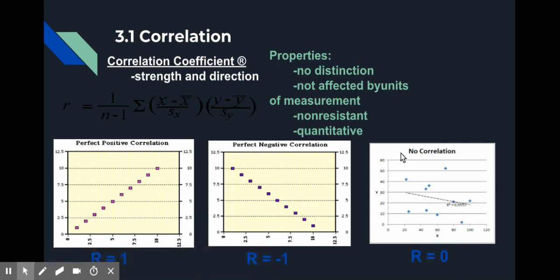The properties of the correlation coefficient: there's no distinction between explanatory and response variable. Units of measurement do not affect correlation because r is based on standardized values. Both variables must be quantitative, and r is non-resistant to skew or outliers because r is based on means. And then this is the equation that you can find in the pink packet.